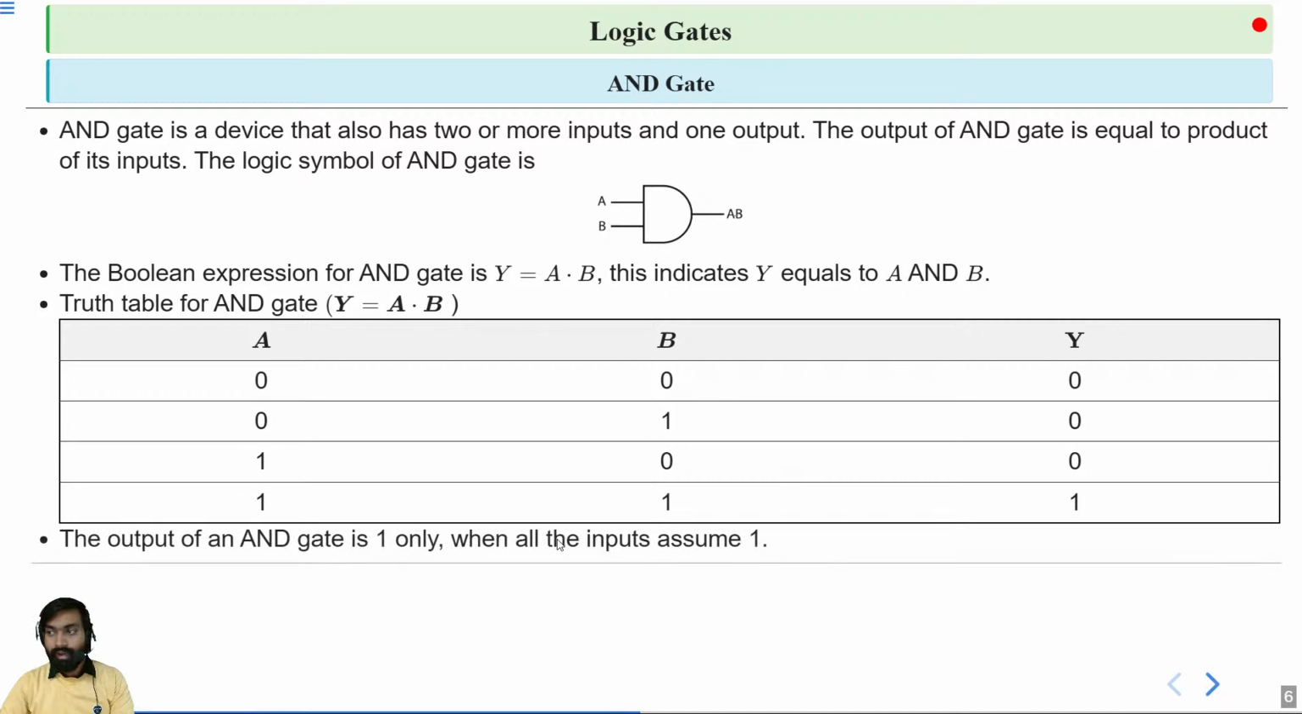So the output of the AND gate is high only when all inputs are high. The output is low if any input is low. This property makes the AND gate useful in circuits where you want output only when multiple conditions are simultaneously true. And for all other input combinations, the output is 0.